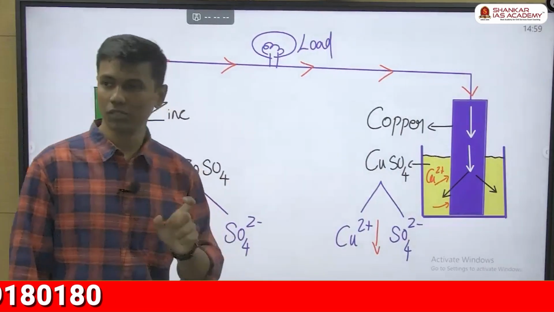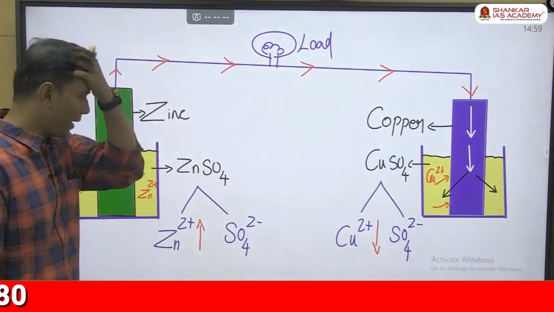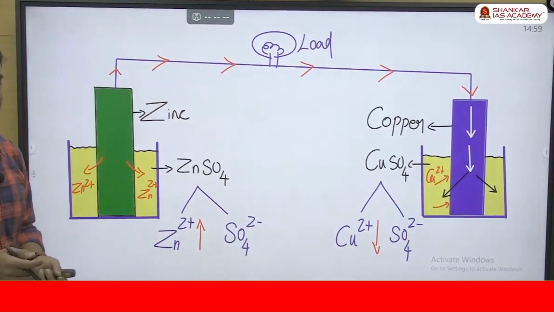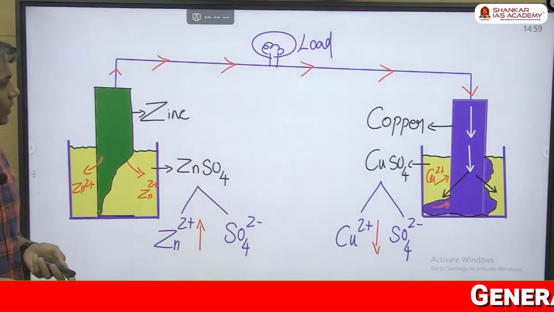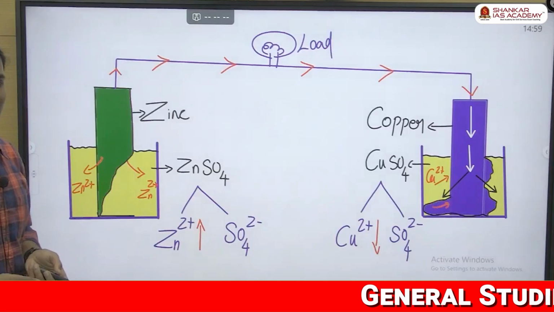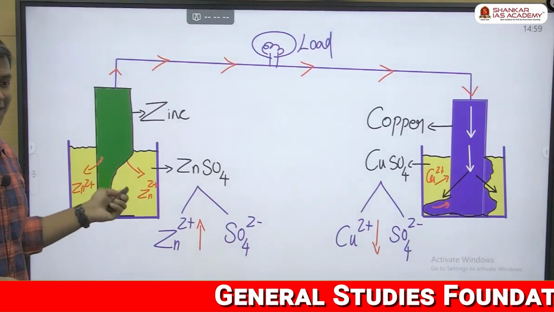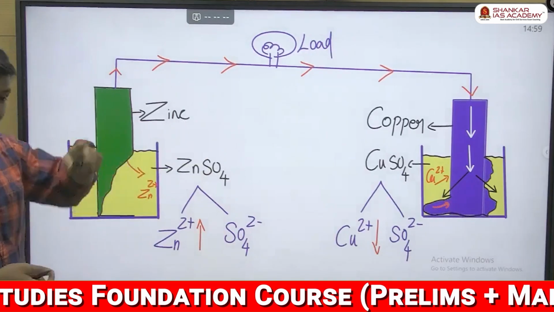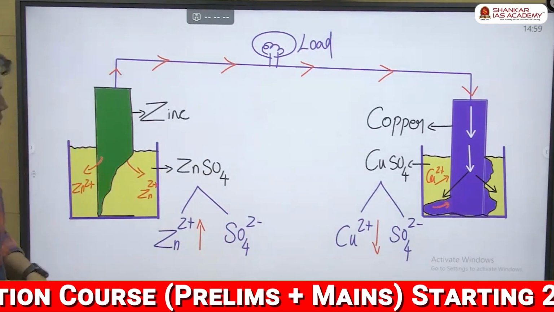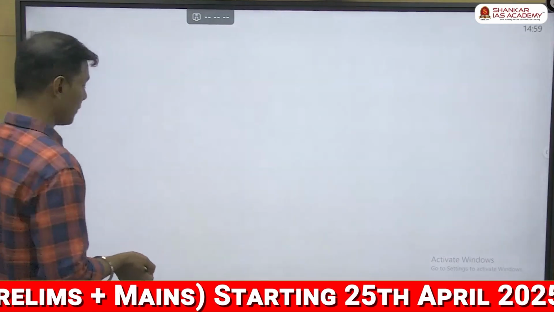You have heard about the concept called oxidation and reduction. Any idea which is undergoing oxidation or which is undergoing reduction? Which is undergoing reduction? Physically looking at it, zinc is reducing in size, but it is undergoing oxidation. Copper is growing in size, but it is undergoing reduction. How to remember this? I will tell you a term that you can remember.